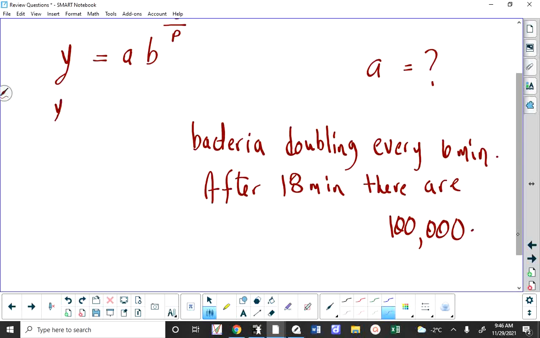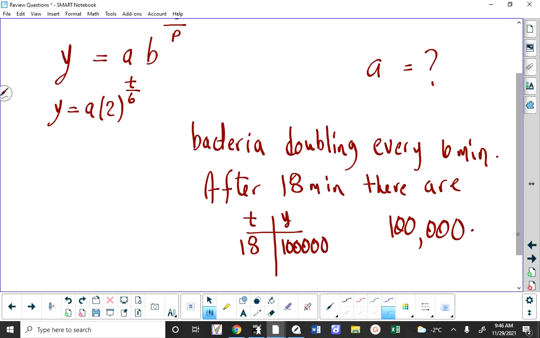Your formula is y equals a times 2 to the t over 6. Just let that percolate in your brain for a minute. You're missing a parameter of a, and yet you're told that when t is 18, y is 100,000, so you put that ordered pair in here.